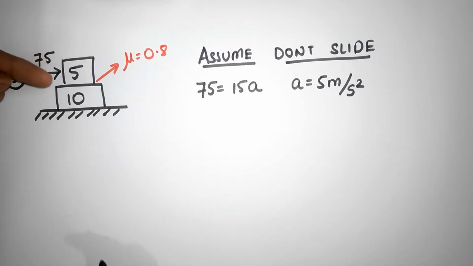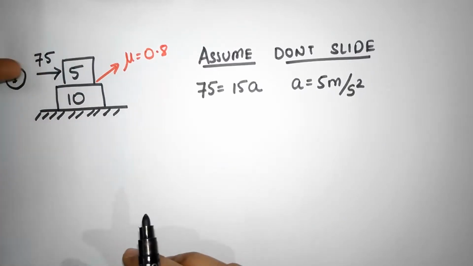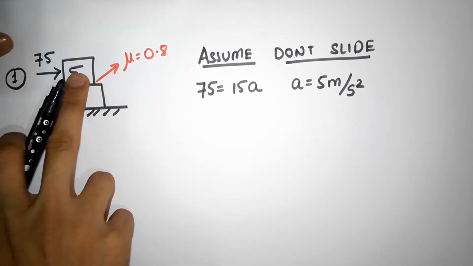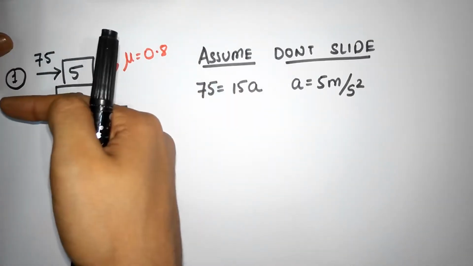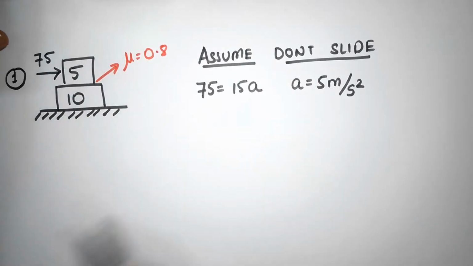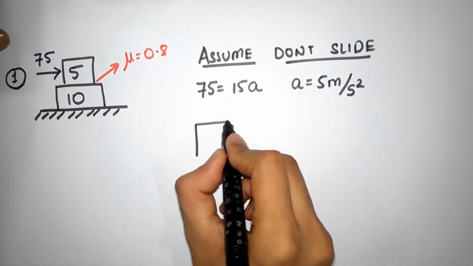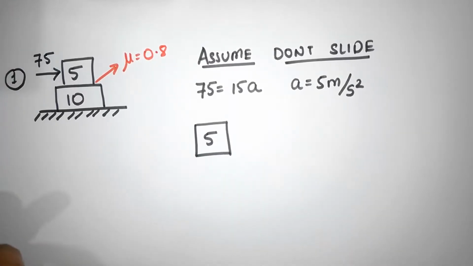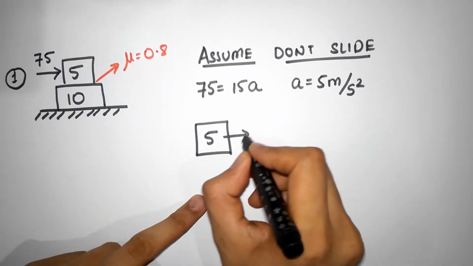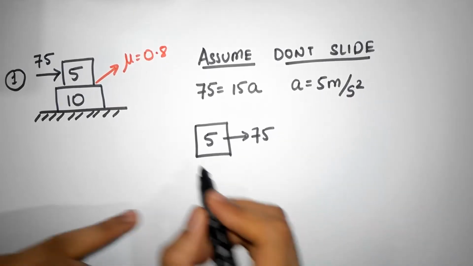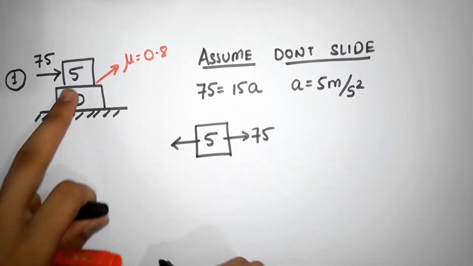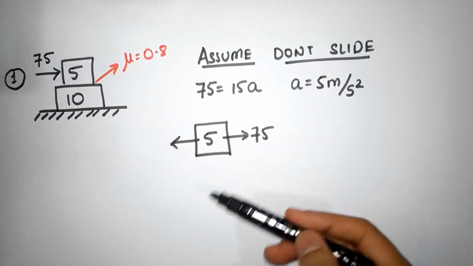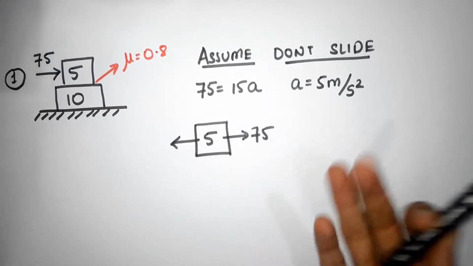First, imagine if there was no friction, how would it slide? It would have slid this way. And therefore, the 10 kilogram block is going to put a frictional force on the 5 kilogram block this way, backwards. So if I were to draw a free body diagram for the 5 kilogram block, there's a forward force of 75 newtons this way, and a backward force, which is the frictional force. That backward force would be maximum if maximum force was needed.